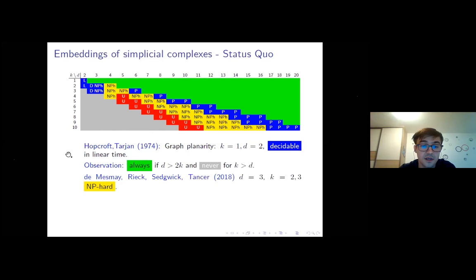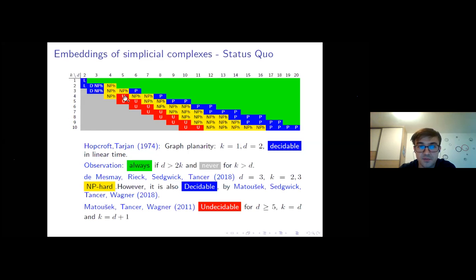And the other results are, by Dumesme, Riek, Zhechev, and Tanzer, if d is equal to 3 and k is 2 or 3, this problem is NP hard. However, by Matuszek, Zhechev, Tanzer, and Wagner, this is also decidable. So it's a kind of surprising result. And then we have a result about undecidability, which is this red part. Red because it's bad, I guess. This is an undecidable problem for d greater than 5 and k equal to d or d plus 1. This is based on the sphere recognition problem. And the rest here is NP hard.